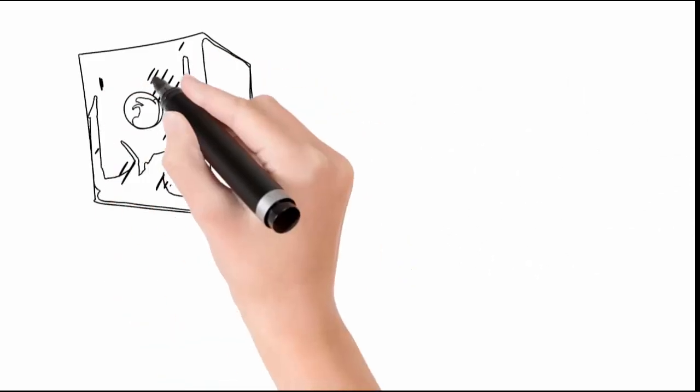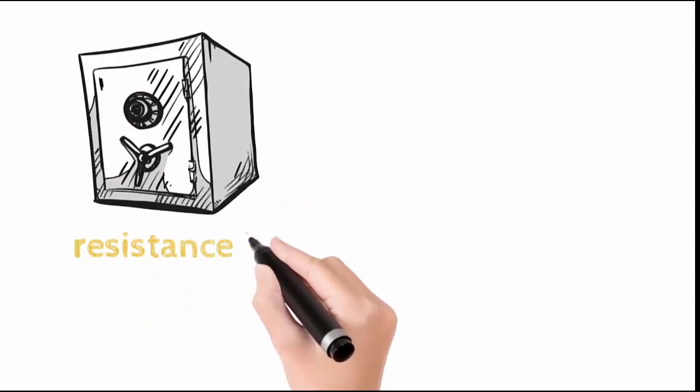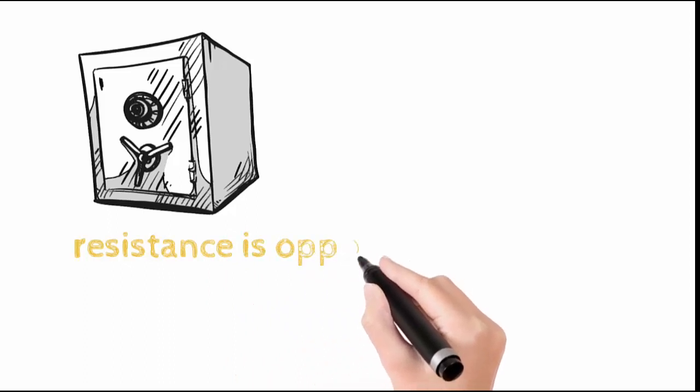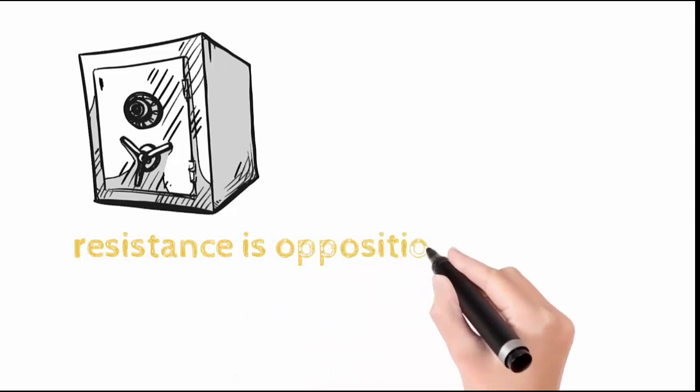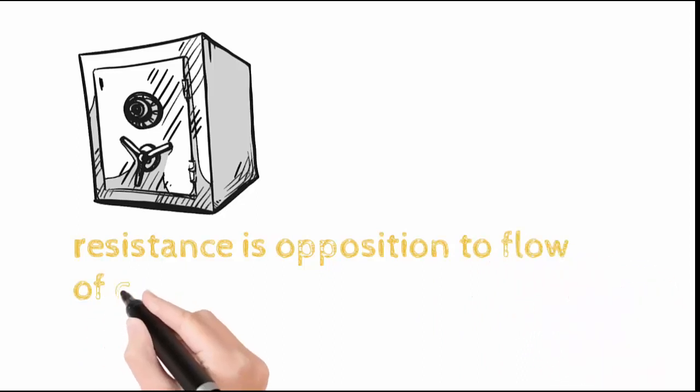Now what is resistance? Just like this locker which prevents money from being taken out easily, resistance is the opposition to the flow of charges. So resistance opposes the current that flows in the circuit.